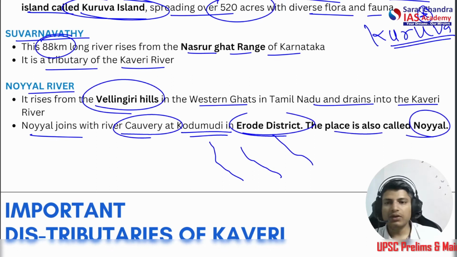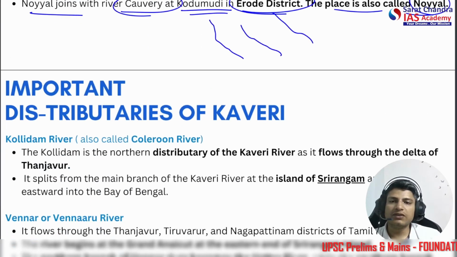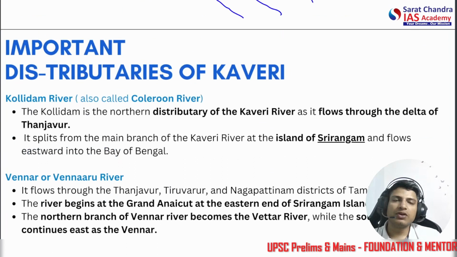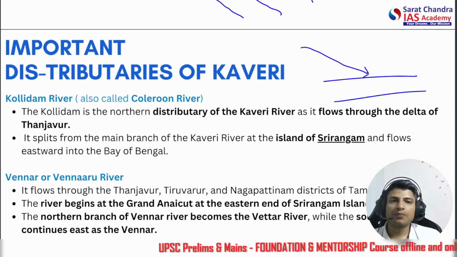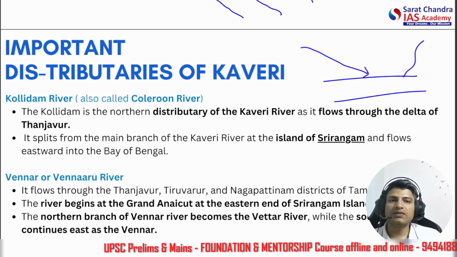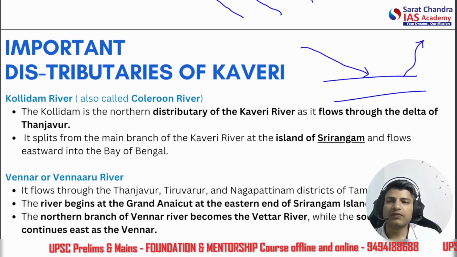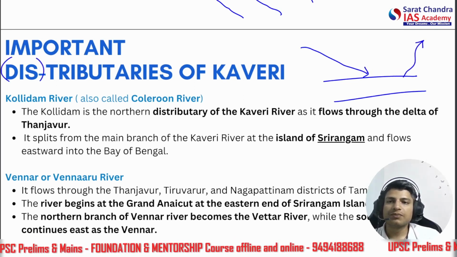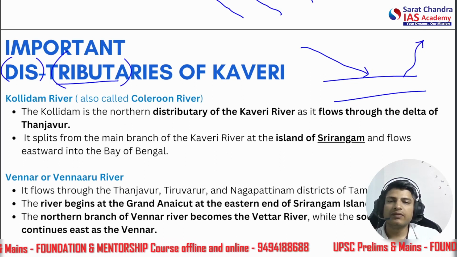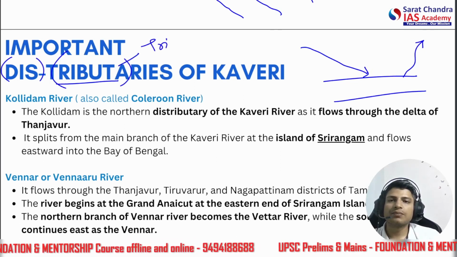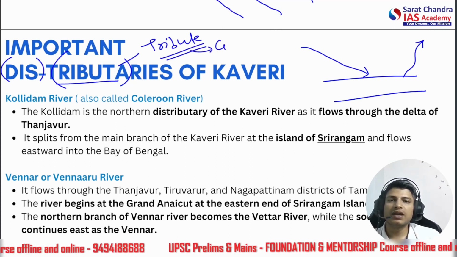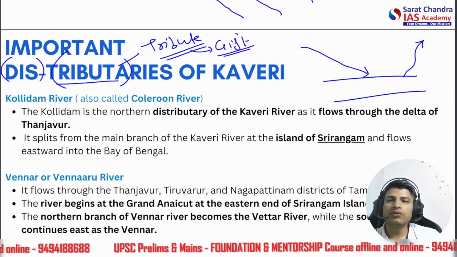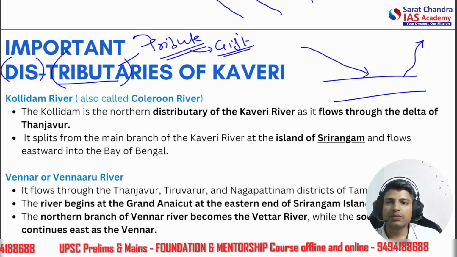Okay. Now let's talk about the important distributaries of Kaveri. So tributaries are what get mixed into the river. Okay, it adds to the water flow. And a distributary is one which takes the water away. Okay, this is the difference. So distributary or tributary. All right. Let's say we see that a tribute has come or tribute was collected. So this is the tribute, basically a gift, an addition. And what is distribute? Distribute means to reduce something.